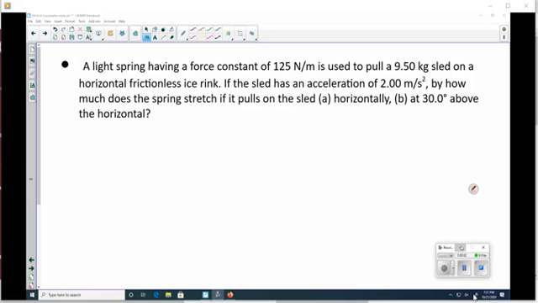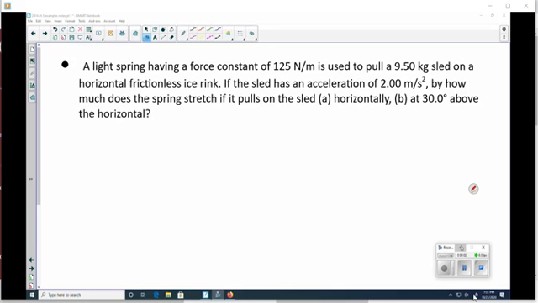We want to know how much the spring stretches if you pull the sled horizontally, or if you pull it at an angle of 30 degrees above the horizontal. For part A, recognize that it's pretty much the same example as example 9. It's pretty much the same setup. You have the force of someone pulling on a spring, and you have an opposing force, but in this case the opposing force would be friction. With no friction, then the spring force is simply equal to the mass times the acceleration.